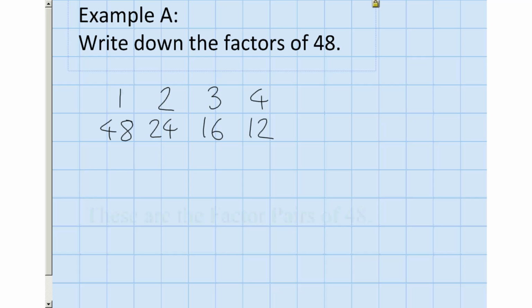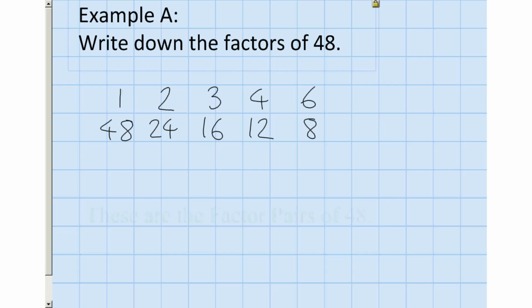Does 5? No, 5 doesn't go into 48 at all. What about 6? Yes, 6 goes into 48 8 times. 7? No, 7 would be 49. How about 8? Well, 8 goes into 48 6 times, but if you look, we've already got 8 written down here. Because we've written it this way, as soon as we get to a number that we've already written, it means we've found them all. So the factors of 48 are 1, 2, 3, 4, 6, 8, 12, 16, 24 and 48.